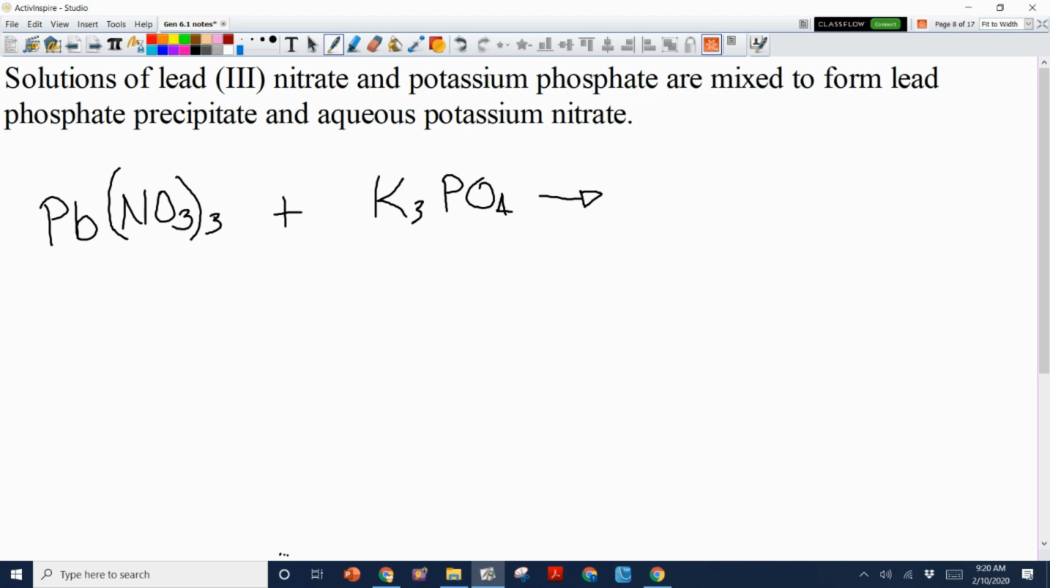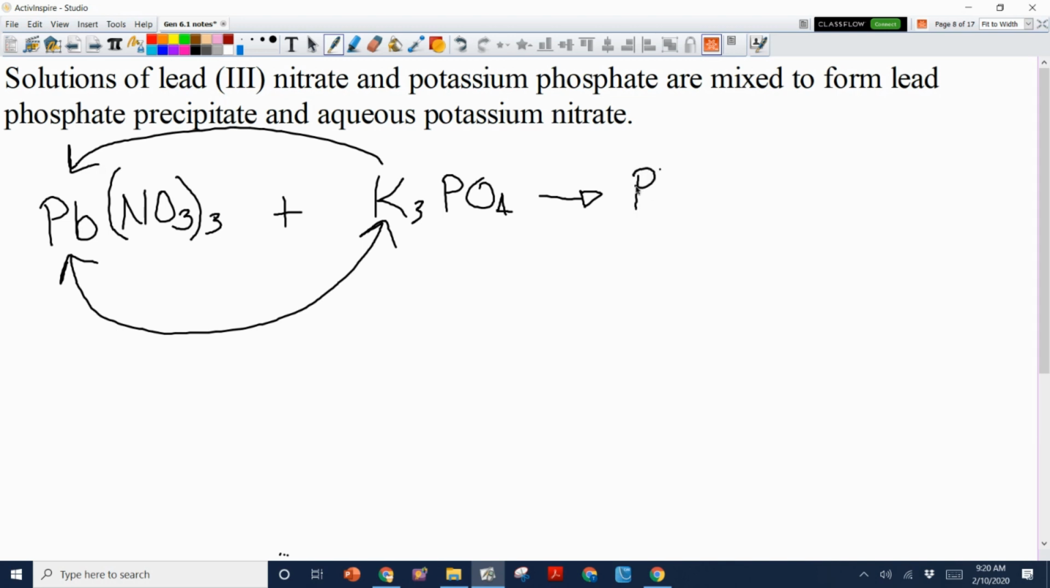Okay, so this is going to form lead phosphate. So what happens is these two metals are going to switch places. Okay, that's a double replacement. They're switching places. Okay, the potassium is going to come over here with the nitrate, and then the lead is going to come over here with the phosphate. So we have lead phosphate.